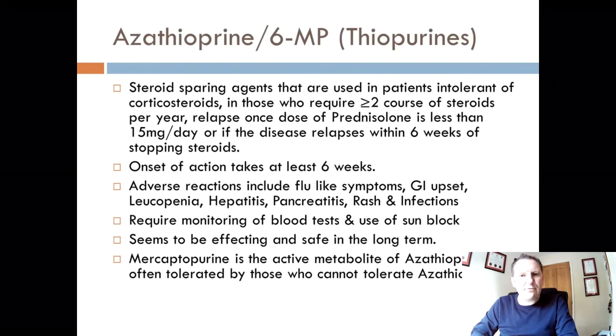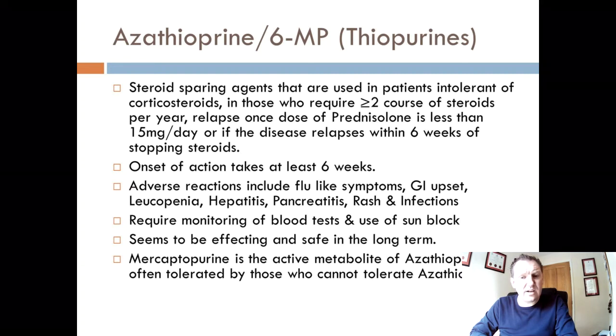So they don't work in everyone, however, and we need some other options, and so azathioprine or 6-mercaptopurine, the purines, are our next go-to drug. And these are really steroid-sparing agents. They're used in patients who are intolerant of steroids, in those who've needed more than 2 courses of steroids a year, have relapsed once the dose of prednisolone has come down, or the disease has relapsed quickly within a few weeks of stopping the steroids.